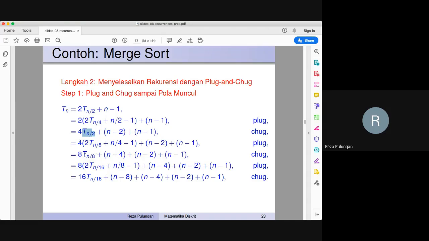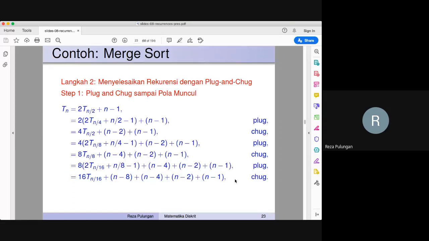Tn minus 8. What is Tn minus 8? This is 2 times Tn minus 16 plus n divided by 8 minus 1. So this is it. Yeah? So you plug it there, and then once you plug it, you perform chugging. 8 multiplied by 2, 16. Tn divided by 16. This is 8 multiplied by n divided by 8. N minus 8, n minus 8 plus n minus 4 plus n minus 2 plus n minus 1. So you see here. Yeah?